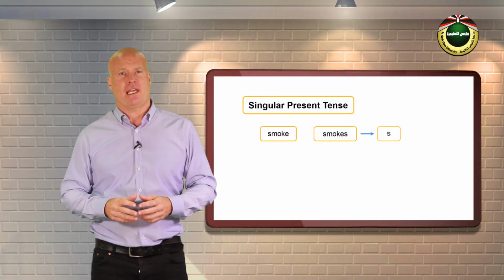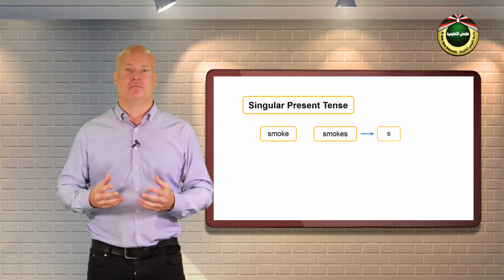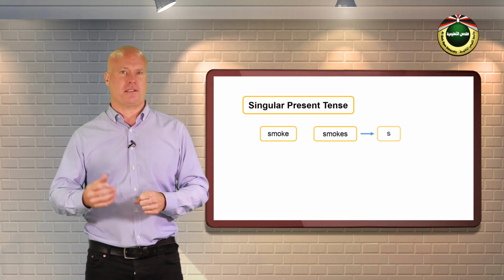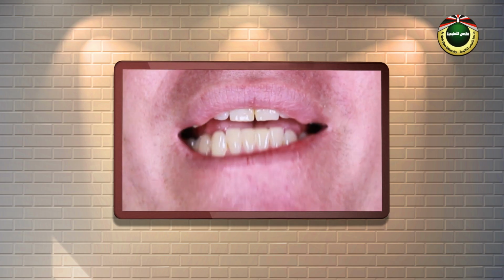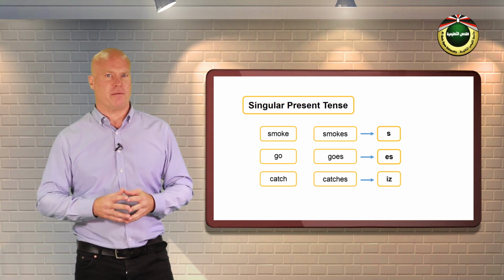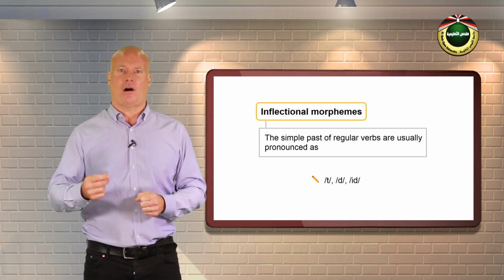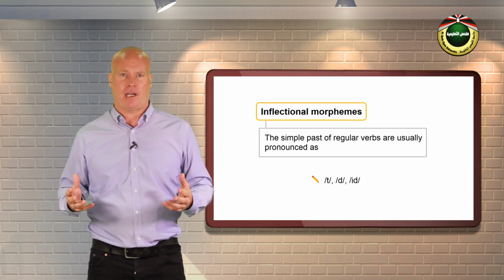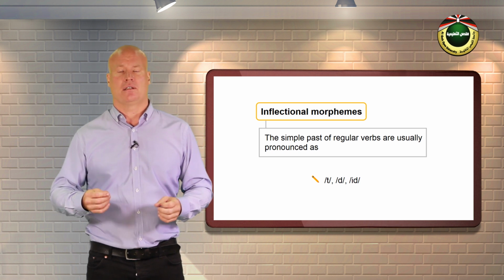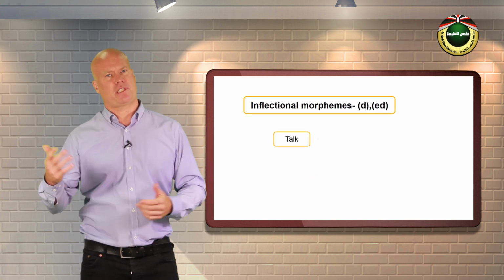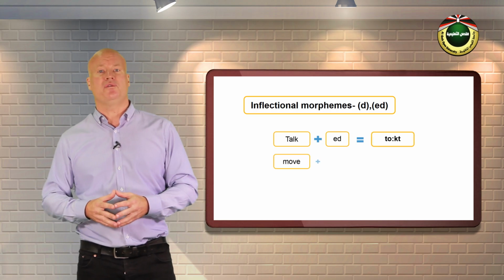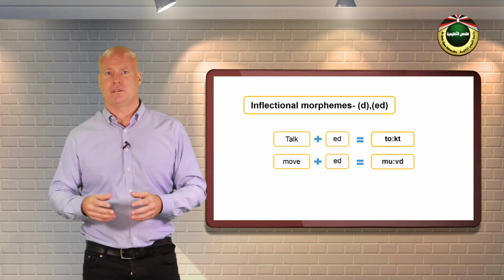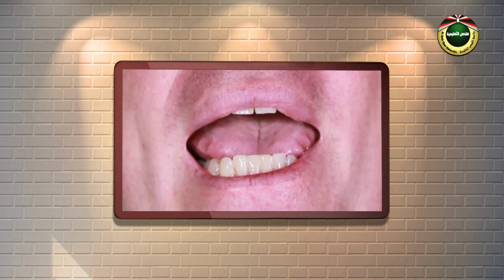The third form is the singular present tense of the verb. For example, smoke plus s equals smokes. Go plus es equals goes. Catch plus es equals catches. The inflectional morpheme d or ed forms the simple past of regular verbs and is usually pronounced as t, d, or id. For example, talk plus ed, talked. Move plus ed, moved. Hand plus ed, handed.